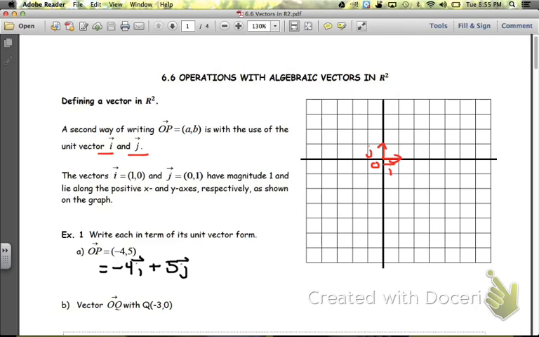And then we want to write the vector OQ, with the point Q equal to (-3, 0), in unit form as well. So we will have OQ equal to just negative 3i, since our y value here is 0, so we don't have any j for our unit vector.